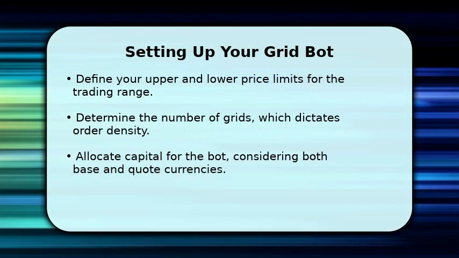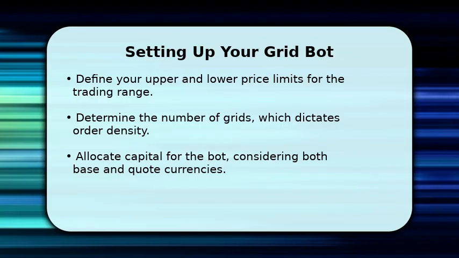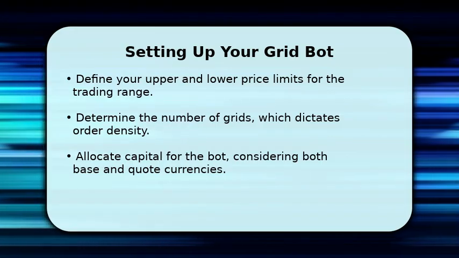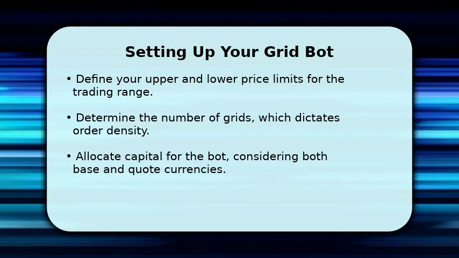Setting up your grid bot involves a few key steps. First, you'll define the upper and lower price boundaries for your trading range. Next, decide on the number of grids, which determines how many buy and sell orders the bot will place within that range. More grids mean denser order placement. You also need to allocate the capital for your bot, typically in both the base and quote currencies, ensuring sufficient funds for its operations. Finally, choose your grid spacing, either arithmetic or geometric.